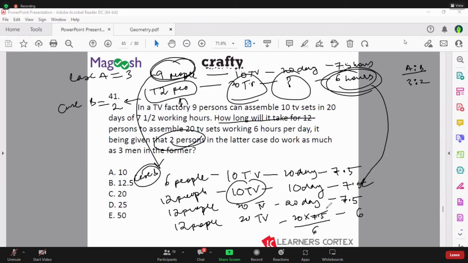So this is 1.5 times, and this is 4 times 5. So 5 times 5 is 25. So 25 days for 12 people from the second scenario to make 20 TV sets in 6 working hours. Anyone who has not understood?